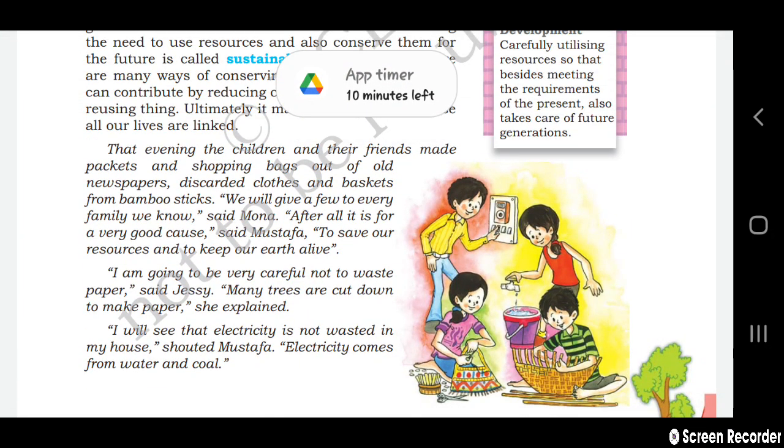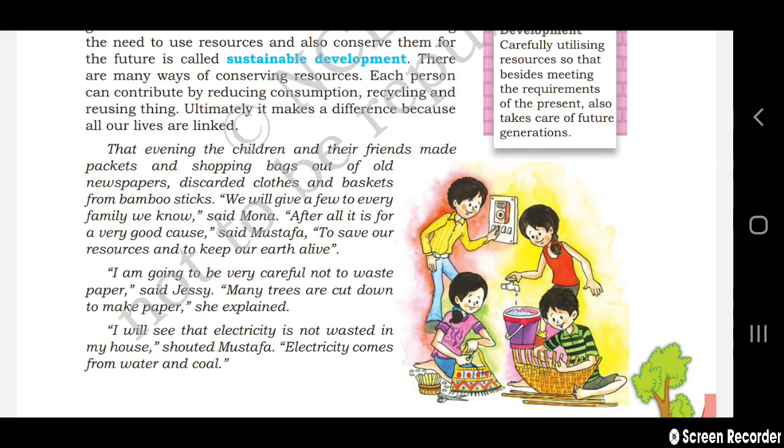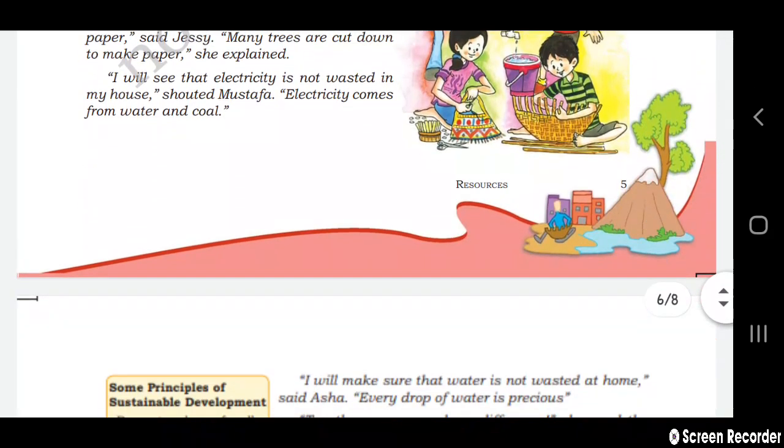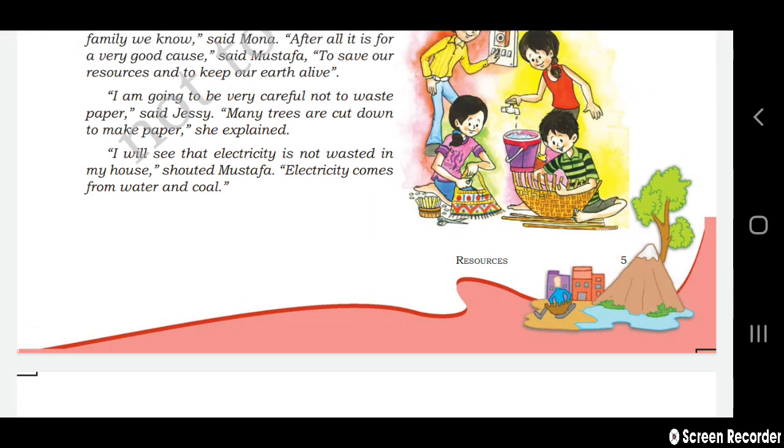On that evening the children and their friends made packets and shopping bags out of old newspaper. They made cloth bags and baskets from bamboo sticks, and Mona said to her mother, "We will give a few to every family that we know." "After all, it is for a very good cause," said her friend Mustafa. To save our resources and keep our earth alive, we have to do this work. "I am going to be very careful not to waste paper," said another friend, Jessie. Many trees are cut down to make paper, Jessie explained.